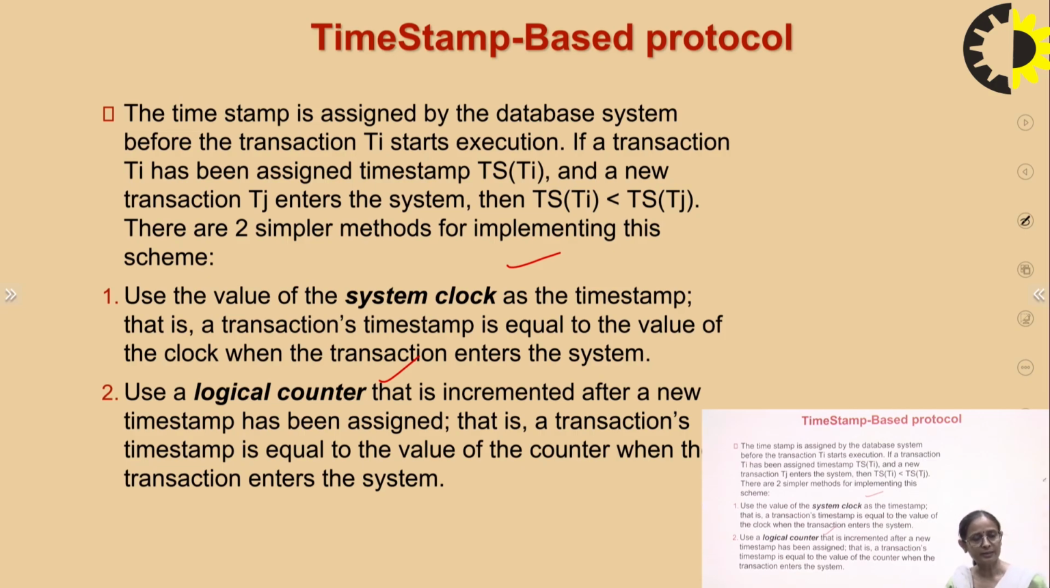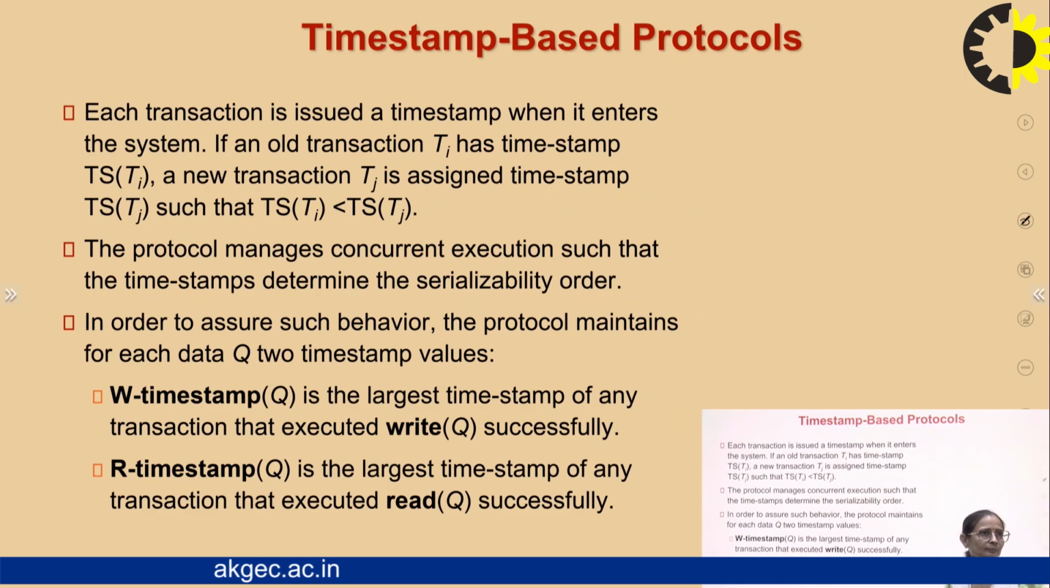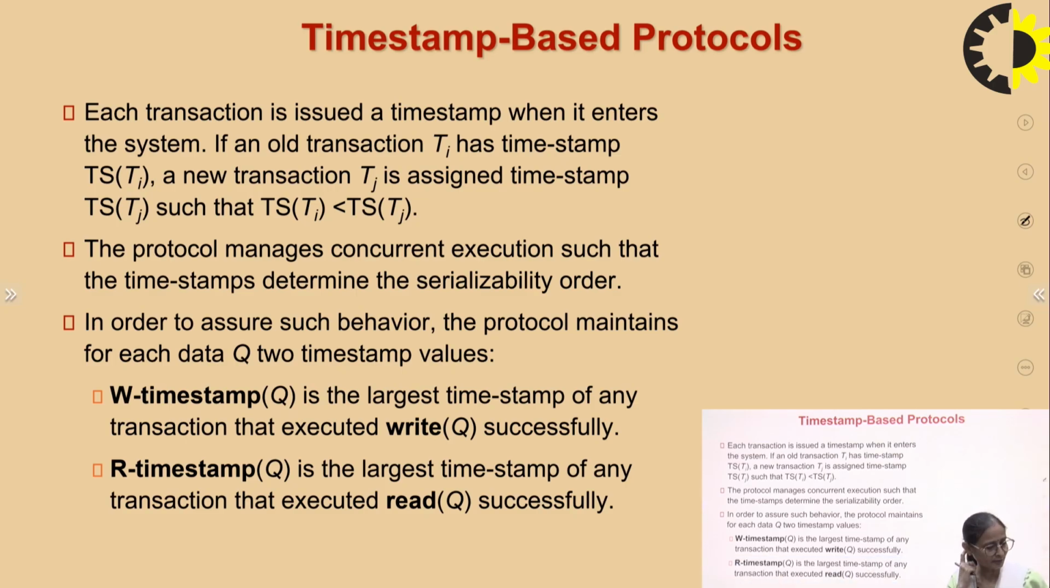That is logical counter I. Once TI comes, assign the I value to TI, then increment I. Once TJ comes, allocate the incremented I value, that is I plus 1, to TJ as its timestamp value. So each transaction is issued a timestamp when it enters, and we find which transaction is coming first and which is coming next with the help of this concept. The protocol manages concurrent execution such that the timestamps determine the serializability order.